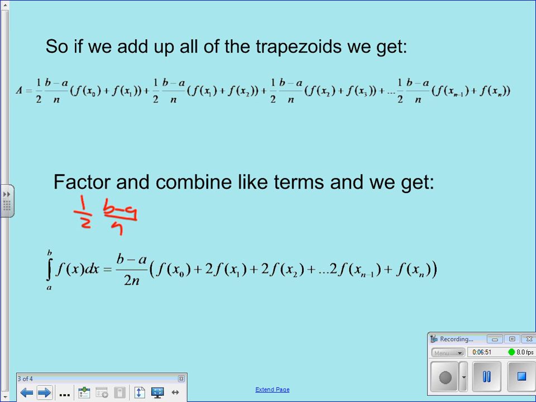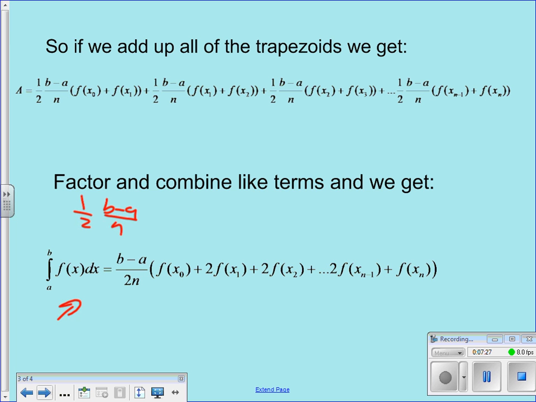And then what I have is the first one used once, next one used twice, next one used twice, next one used twice, the second to last one used twice, the last one used once. Figure out what those f of x's are and plug them in. This you need to have down. That is your formula. That is the formula you use if you're given a function of which you cannot do by finding an antiderivative.